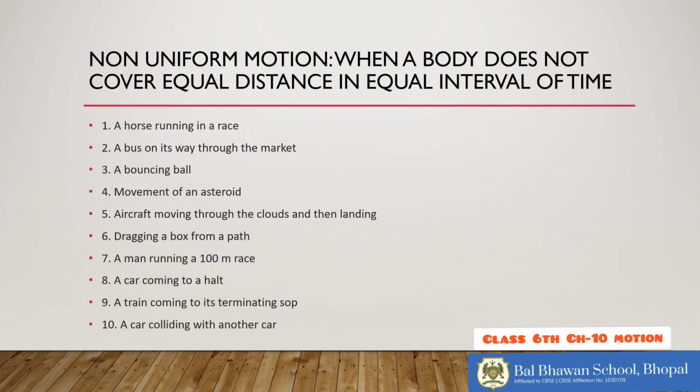Coming to non-uniform motion, when a body does not cover equal distance in equal interval of time, the motion is said to be non-uniform. Examples include a horse running in a race, a bus on its way through the market, a bouncing ball, movement of an asteroid, aircraft moving through the clouds and then landing, dragging a box along a path, a man running a 100-meter race, a car coming to a halt, a train coming to its terminating stop, and a car colliding with another car.